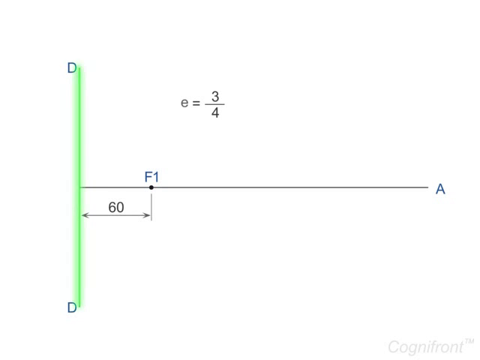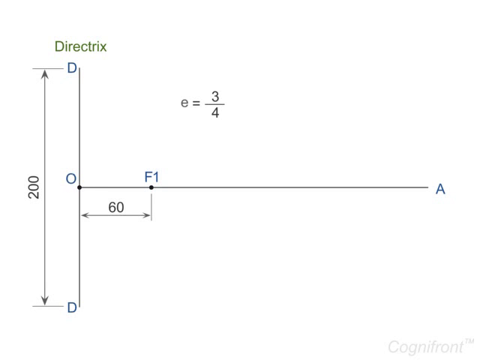First, we shall draw the directrix as a vertical line DD of length say 200 mm. Then, from midpoint of this line O, draw an axis line OA perpendicular to it. The distance between the directrix and the focus is given as 60 mm. So, mark a point F1 as focus on line OA such that OF1 is equal to 60 mm.